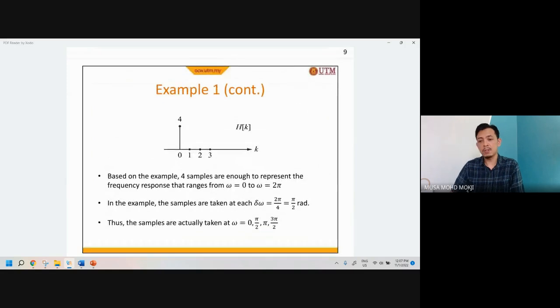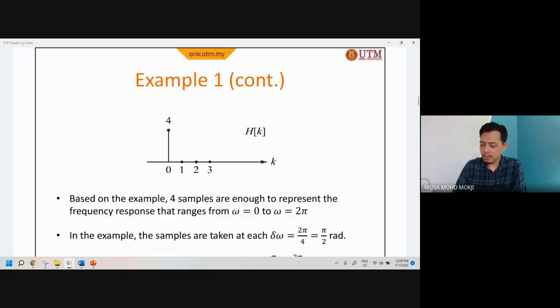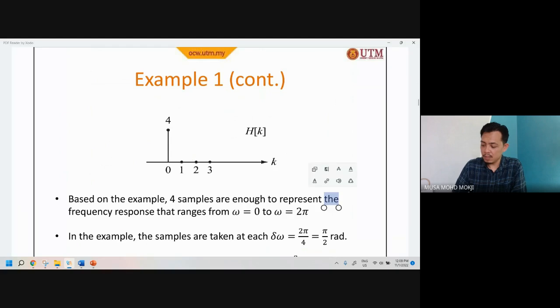If you want to plot it, you can plot it like this, which is at k equals 0. This is 1, 2, and 3. What are these 0, 1, 2, and 3? This is actually frequency, what we call a discrete frequency, because it is a discrete frequency. So it is an integer. Everything is an integer.